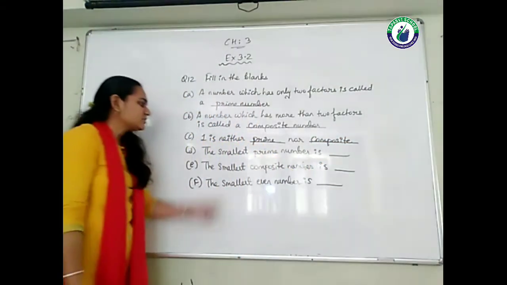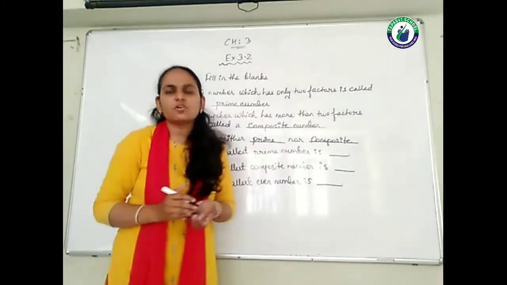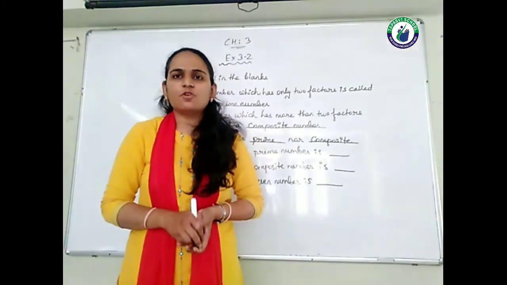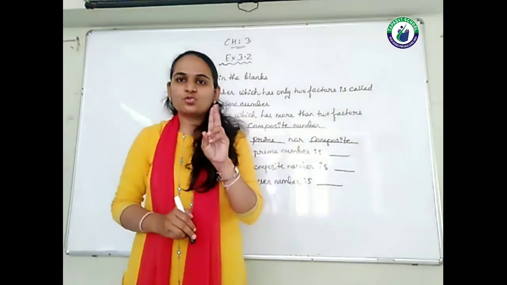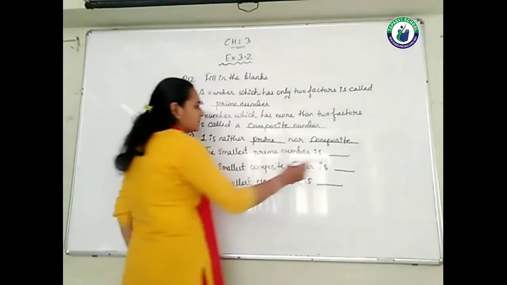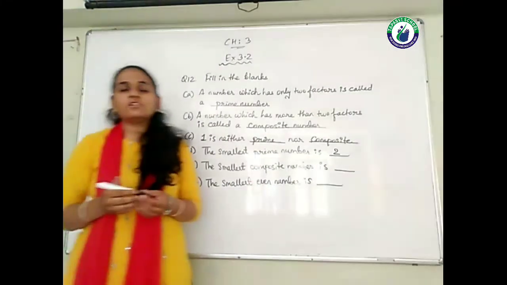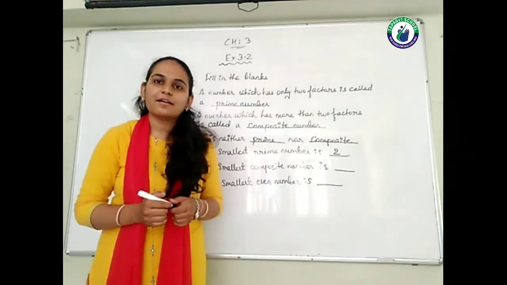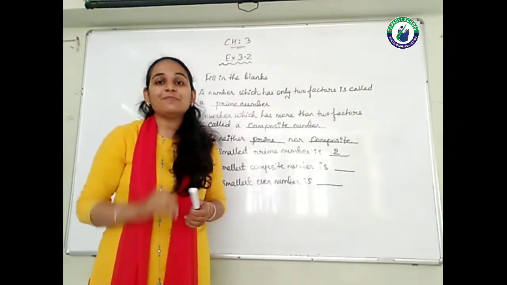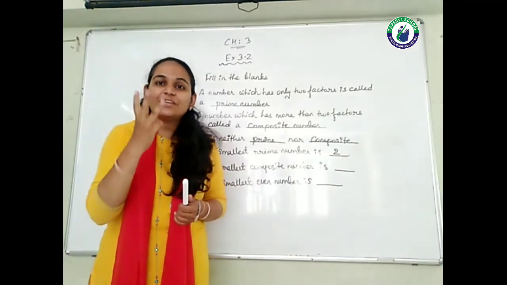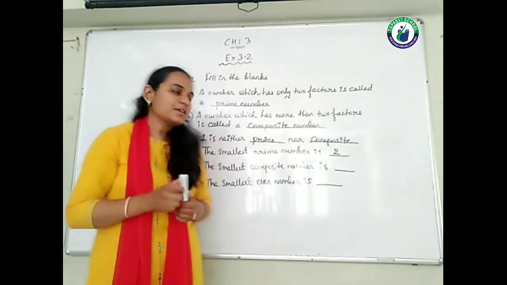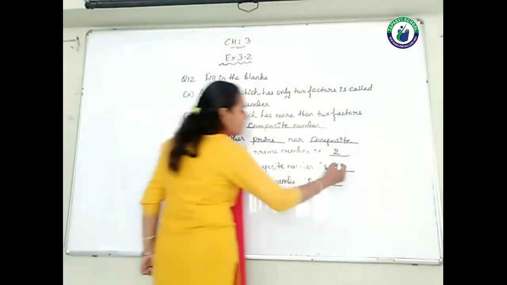Okay, students. Next one is the smallest prime number. Which is the smallest prime number, students? Smallest prime number is 2, right? Next one, the smallest composite number. Which number is the smallest composite number? That is 4. Why? Because 4 has 3 factors. 1, 2 and 4. So the smallest composite number is 4.